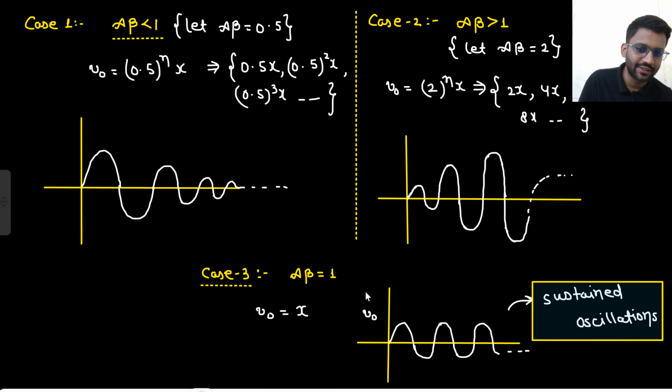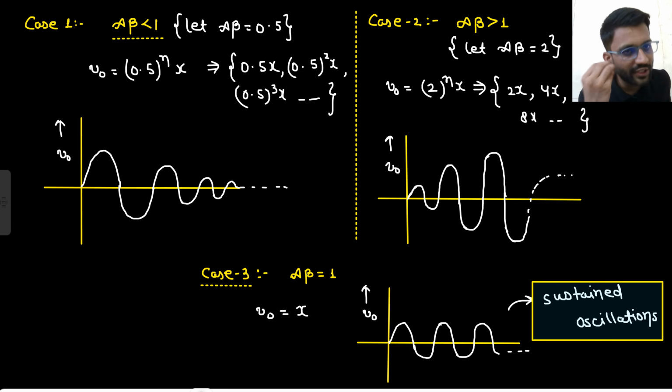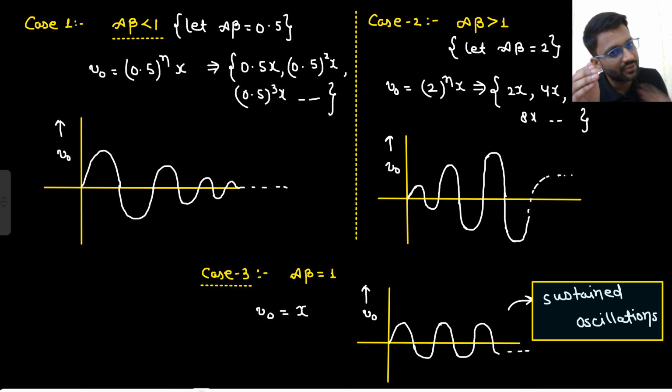So for sustained oscillations, your A beta should be equals to 1, not greater than or equals to 1. For sustained oscillations, your A beta should be equals to 1. And if they are saying that for oscillations, what should be the condition? For oscillations, A beta should be greater than 1. Because if A beta is greater than 1, then oscillations are there. At steady state, oscillations are there, but these are of very high amplitude. Here, at steady state, oscillations are not even there. If A beta is lesser than 1, at steady state, oscillations will die out.